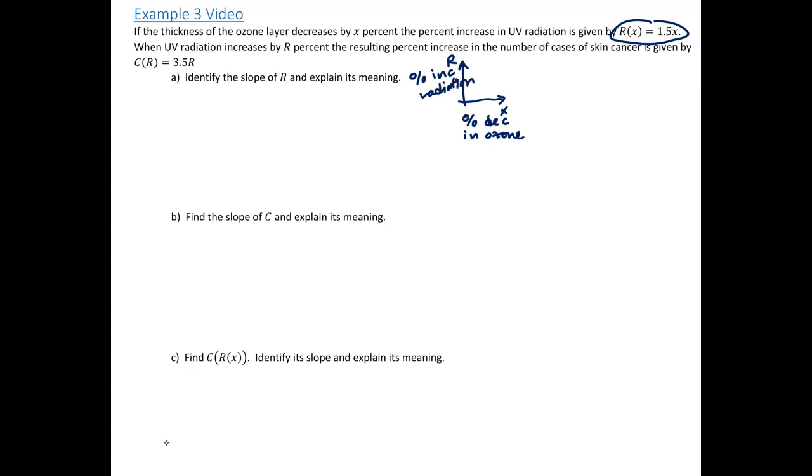And then we have a second function. Where is it? C of r, that one. And it inputs r's, which we already have. That's that percent increase in radiation. And it outputs c, which is the percent increase in the number of cases of skin cancer. So this is c, and that is percent increase in skin cancer.